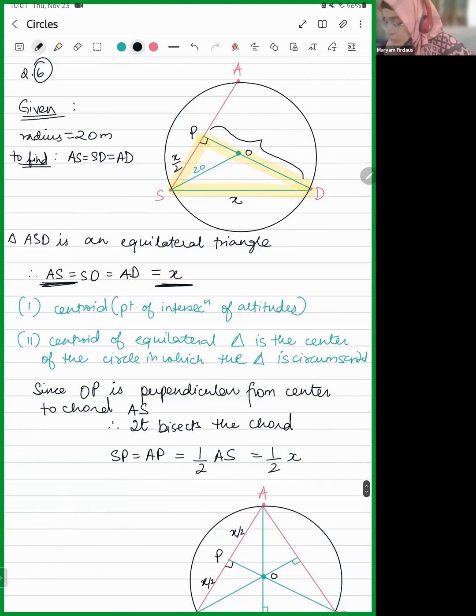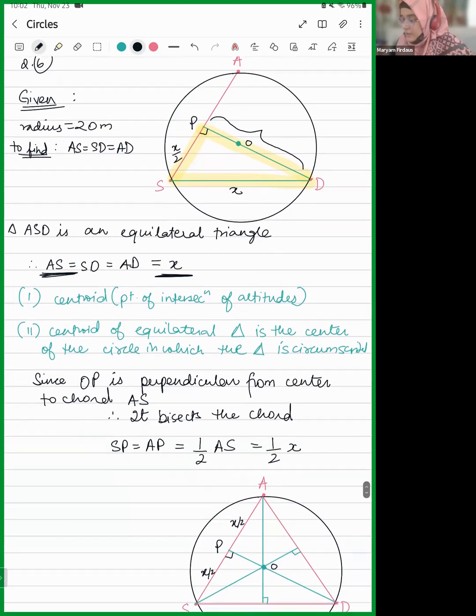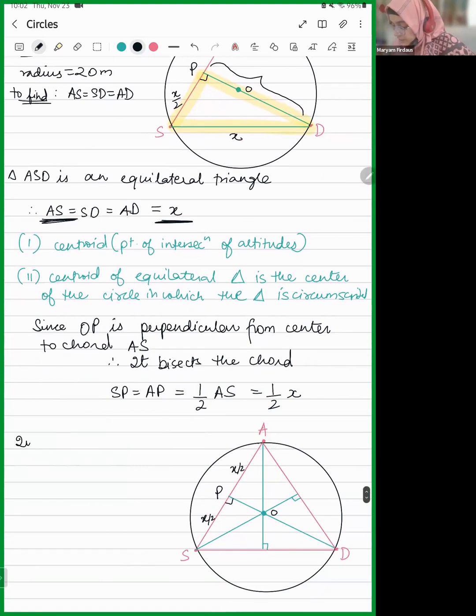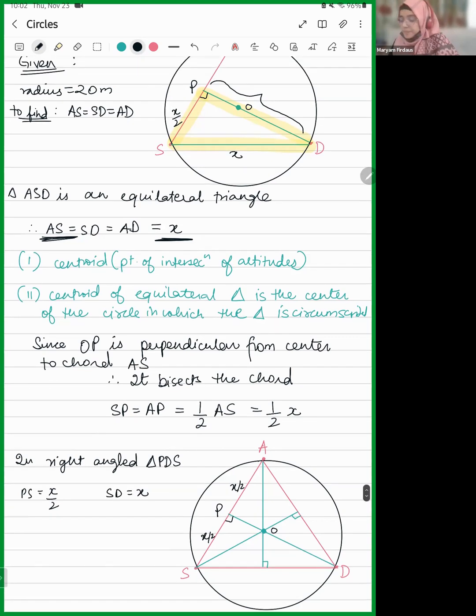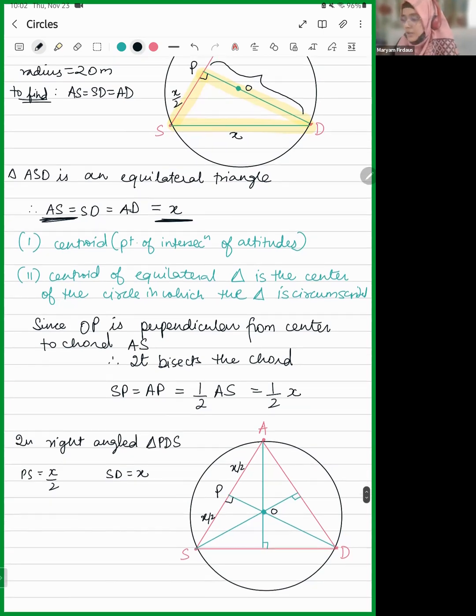So what all we know in this, now let's write it over here. In right angled triangle PDS, PS is equal to x by 2, SD is equal to x. So by Pythagoras theorem, what can we say? Something square plus something square is equal to something square. What are those three things?